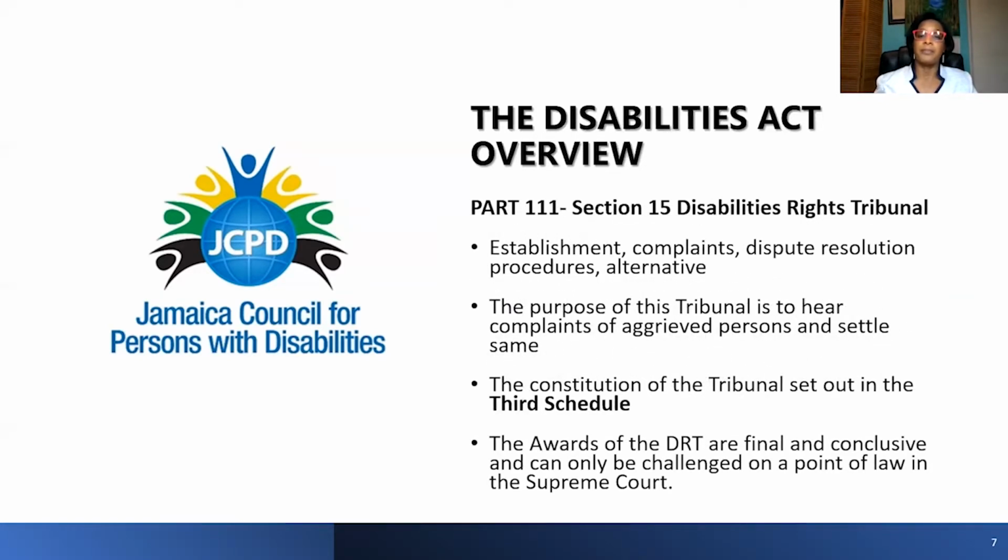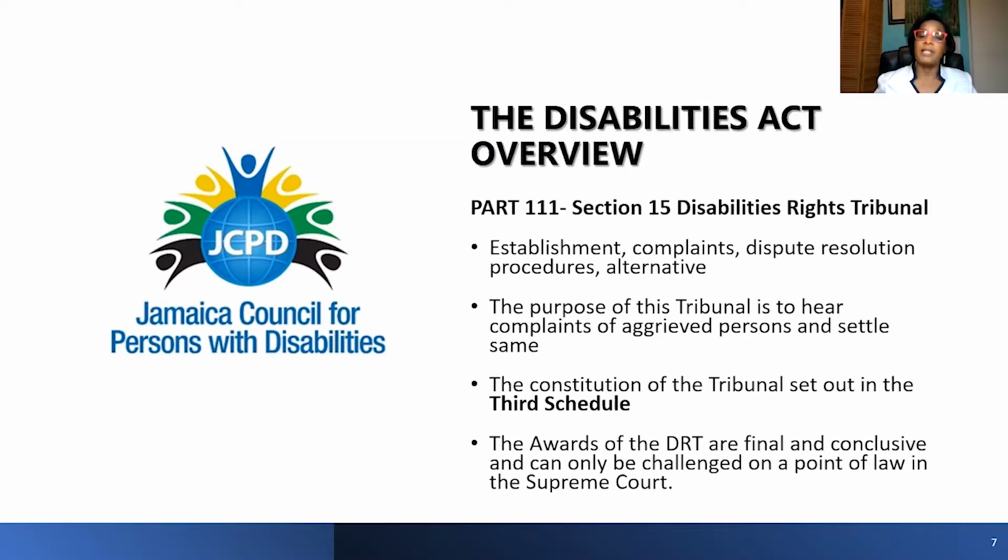Part 3 highlights the Disabilities Rights Tribunal, a very important aspect of the Act, which seeks to protect the rights of persons with disabilities. It provides for its establishment, for complaints, for dispute procedures, and alternative dispute resolutions. The purpose of this tribunal is to settle and hear complaints of aggrieved persons with disabilities, and it sets out the constitution of the tribunal in the 3rd Schedule of the Act.